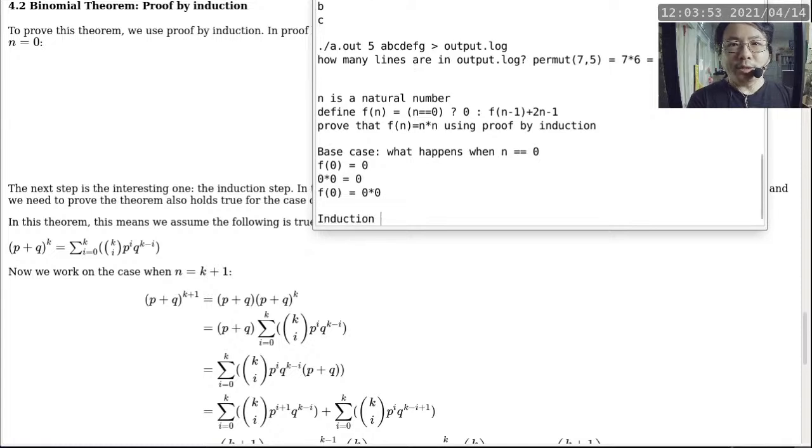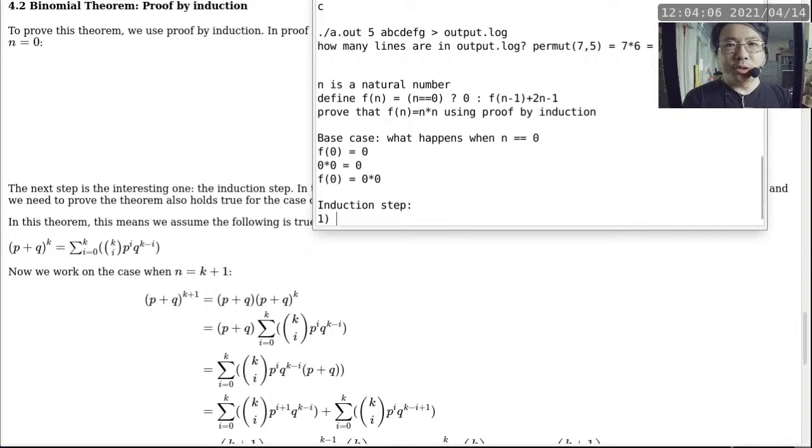The induction step is a little bit tricky. It's tricky not because of algebra, but because of the concept, because the induction step has two subparts. The first part of the induction step is the induction assumption. The assumption is that for some k, when n equals k, the theorem is true.